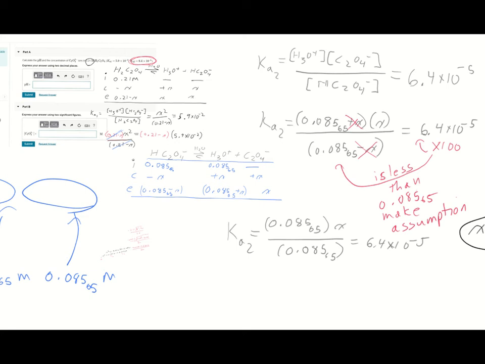Well, any number divided by itself is 1. So that gives us that Ka2 is equal to x, which is equal to 6.4 times 10 to the negative fifth, which is what we expected all along. Because if you listen to the lecture, you'll remember that the concentration of the final conjugate base of a polyprotic acid is equal to the Ka2. Something to keep in mind there. And therefore, for pH, we didn't really change our hydrogen ion concentration from what we had to begin with.